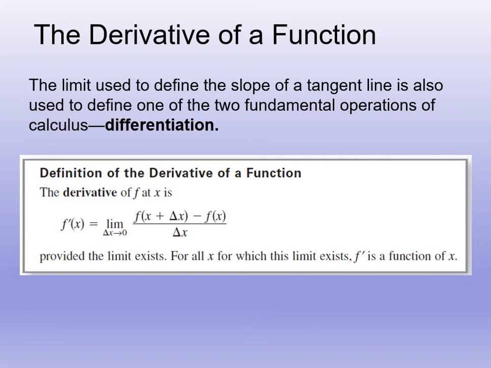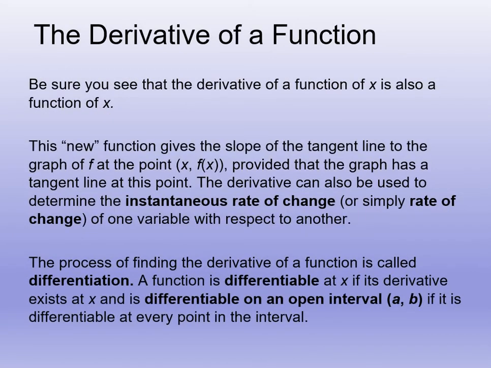And how do we take the derivative? We take the limit of f of x plus delta x minus f of x all over delta x as delta x approaches 0. Okay, that's provided the limit exists, and we call that the derivative. So that's how we're going to take the derivative of a function. Okay, we use the derivative to determine the instantaneous rate of change of one variable with respect to another. So when we do the actual process of finding the derivative, we call the process differentiation.